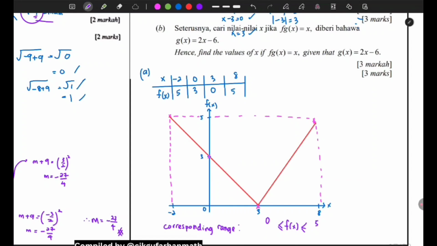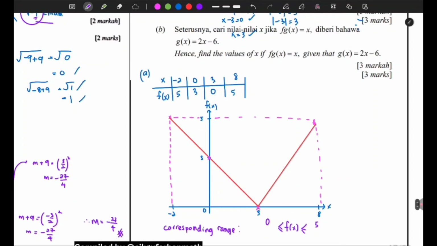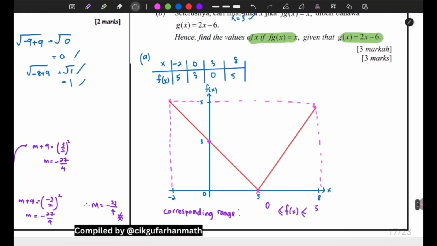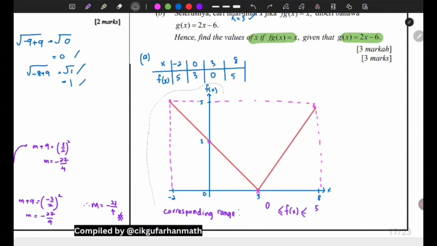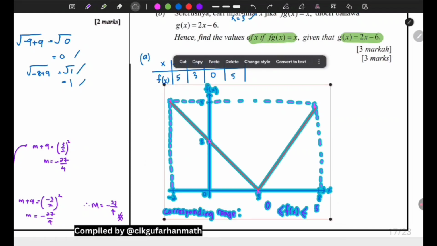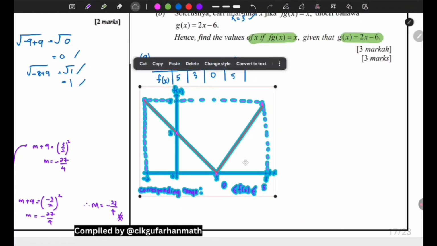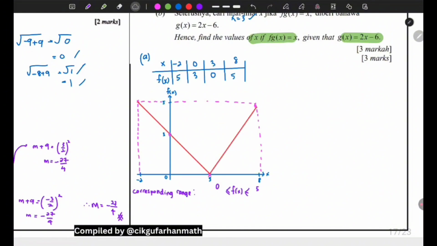Okay, for the next question. Find the value of x if fg(x) is equal to x, and they also give you g(x). Looks like I don't have space here. I need to make it smaller. Okay, looks better.